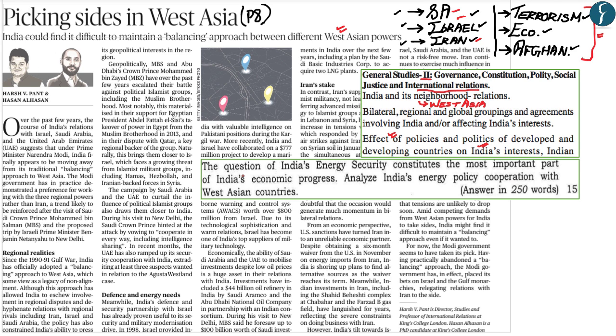Now, one of the most recent questions that has been asked on West Asia was asked in the mains examination in paper GS2 in 2017, whereby the question had asked that the question of India's energy security constitutes the most important part of India's economic progress. Analyze India's energy policy cooperation with West Asian countries. Whereby in this article, we're going to analyze India's balancing approach with regards to West Asian countries.